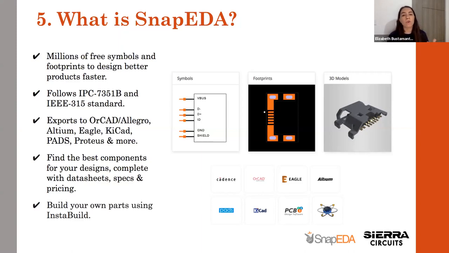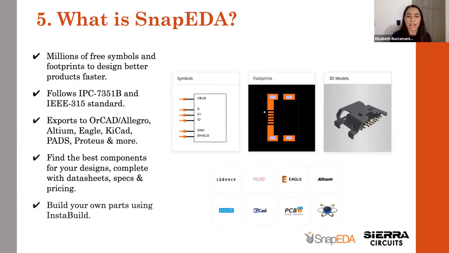We follow IPC 7351B for land patterns, and for schematic symbols we follow the IEEE 315 standard. We also have our own internal standards, because the components are custom, they have custom footprints, right? And we export to nine different EDA tools. Some of those are Cadence Allegro, OrCAD, Eagle, Altium, Mentor PADS, KiCad, PCB123, Pulsonix.